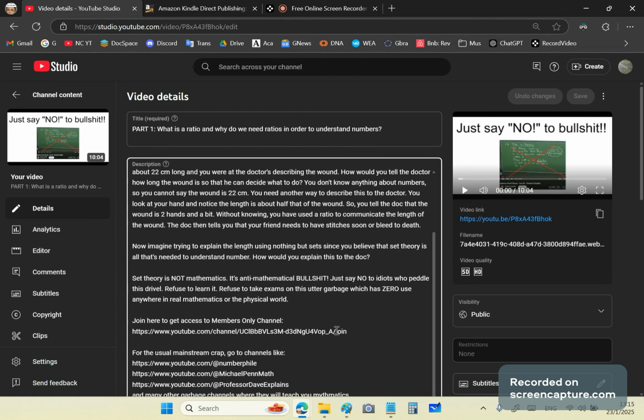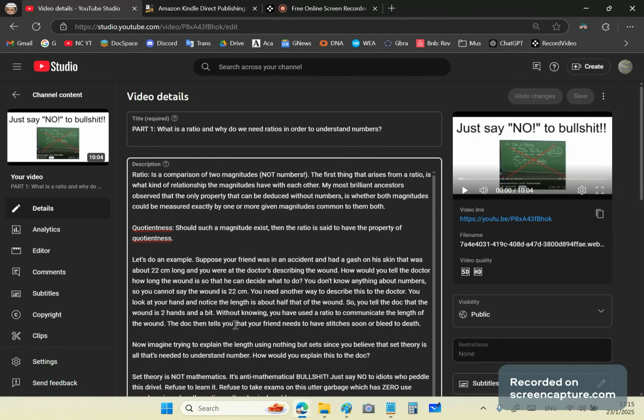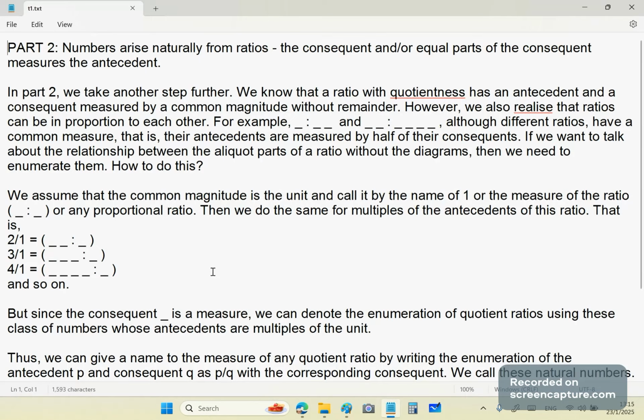Please note that set theory is not mathematics, neither is topology, neither is real analysis. That is just anti-mathematical BS. Say no to that. It's been going on the last 200 years, but it has nothing to do with mathematics at all. It cannot be considered mathematics in any sense of the word, because mathematics is the abstract science of measure and number. Now, let's continue on with the second video.